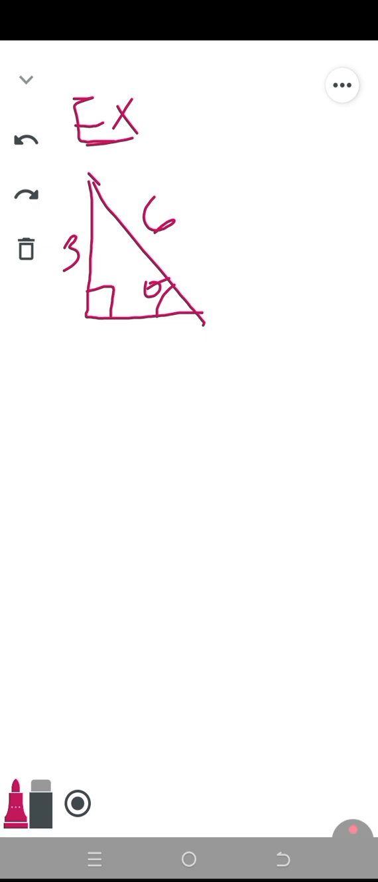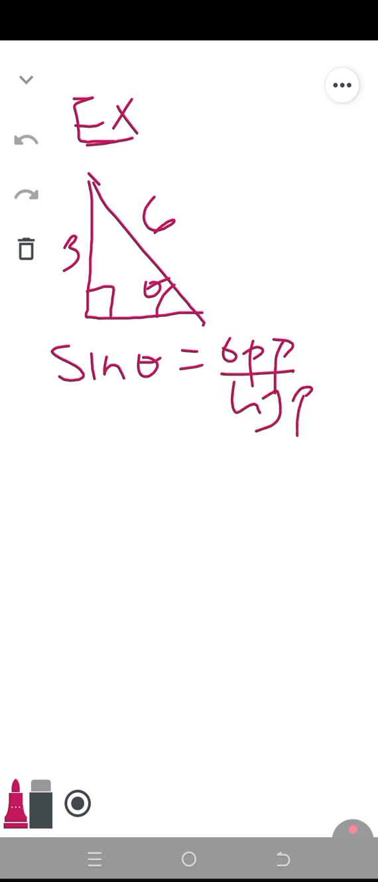So is that I use sine theta, cos theta, or tan. For this particular question, I'll be using sine theta. Why? Because sine theta is opposite over what? Hypotenuse. And we were given the opposite and the hypotenuse. Cos theta is adjacent over hypotenuse, but we don't know the adjacent, so you can't use cos theta.